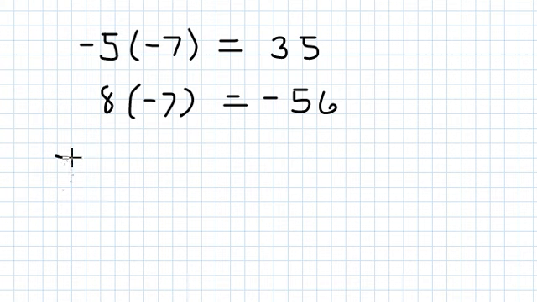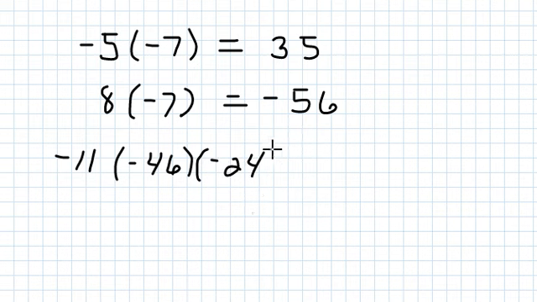For example, how about a negative 11 times a negative 46 times a negative 24. So we have a negative times a negative, and that's a positive. So this whole thing here becomes a positive number, and a positive times a negative is a negative. And so if we multiply 11 times 46 times 24, we should get negative 12,144.